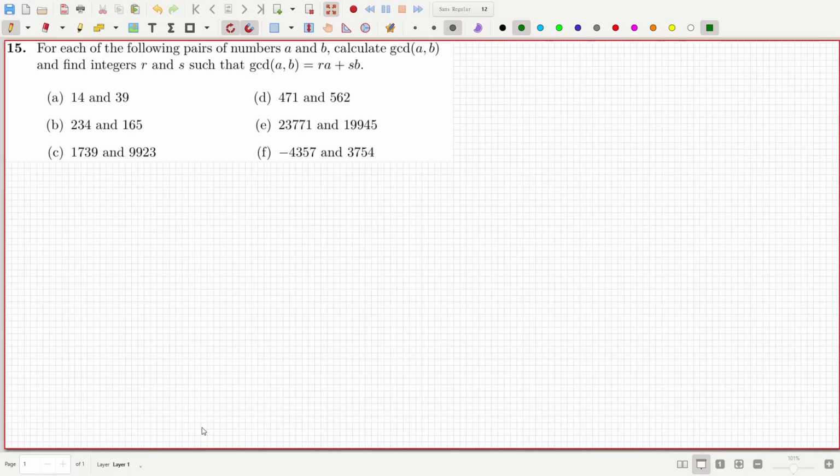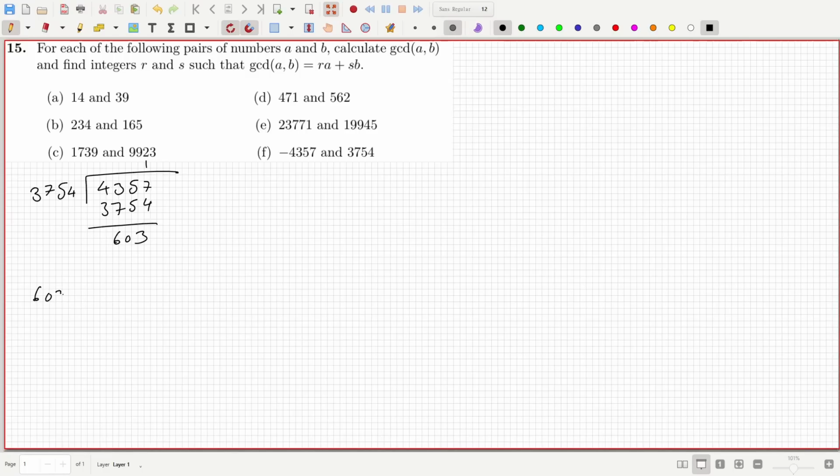Okay, so it actually doesn't matter at all that this is negative. Let's go with black. 3754 divided into 4357. Well, that obviously has to be 1 with 3754 left over. So let's see, 4357 minus 3754. That leaves us with 603.